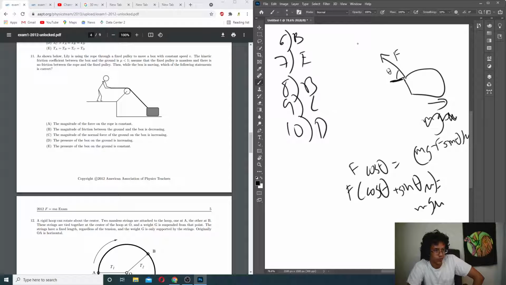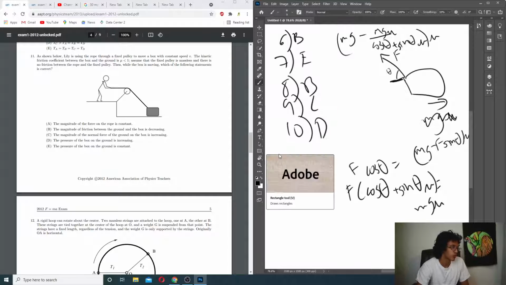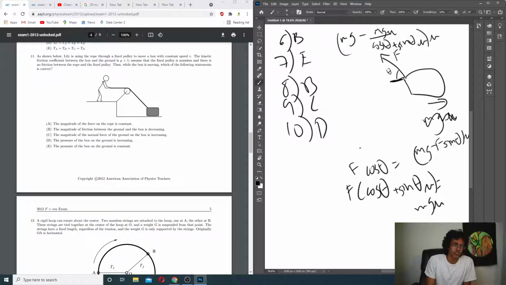Your force of friction is going to be mg minus mg mu over cosine theta plus sine theta mu, right? Oh god, that is disgusting. What? Okay, let's see if there's another thing. Magnitude of the normal force of the box, ground on the box. Okay, the part I don't really get is your force.